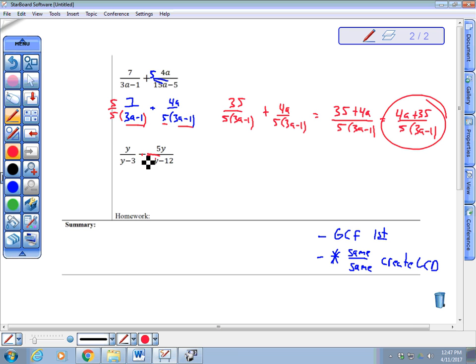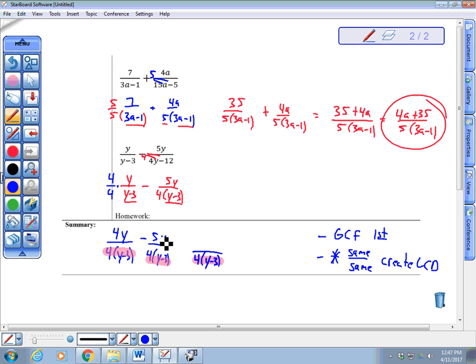And then the last one, let's take out a 4. Taking out the 4, you'd be left with a y minus 3. They both have a y minus 3. This one needs a 4, however. So I'll multiply top and bottom by 4. So you will have 4y, and then 4 with a y minus 3, minus 5y with a 4 and a y minus 3. Common denominator of 4 and y minus 3. And then 4y minus 5y is a minus 1y. There you go.